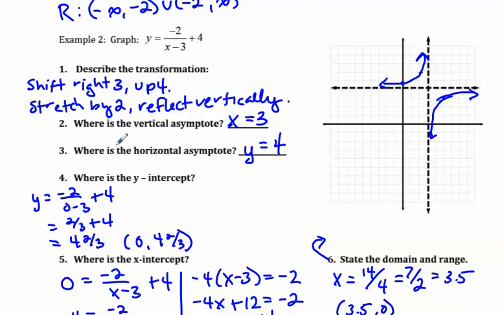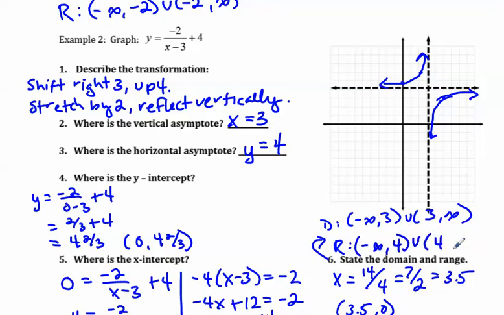Okay, now we're ready to write our domain and range. The domain is everything except for the vertical asymptote. So domain, -infinity all the way up until 3. Leave out the 3 and go to infinity. The range is everything but your horizontal asymptote, so -infinity all the way up to 4. Leave that out and go 4 to infinity.